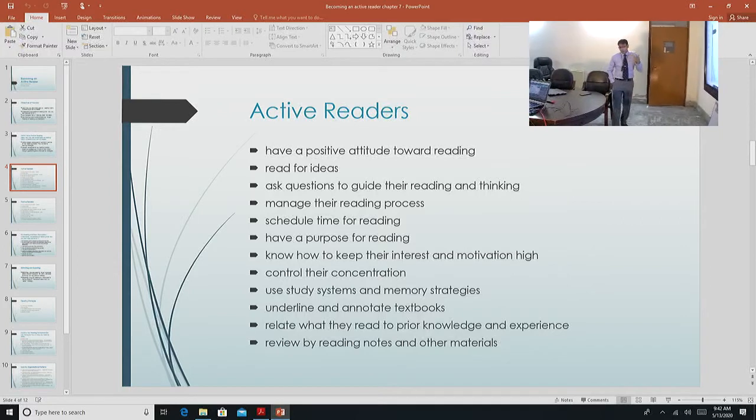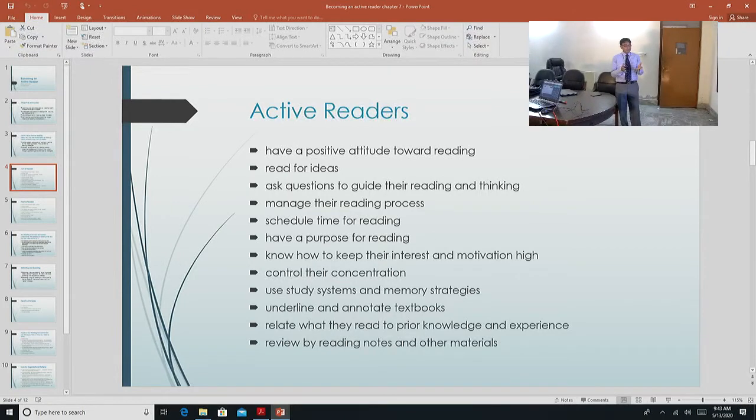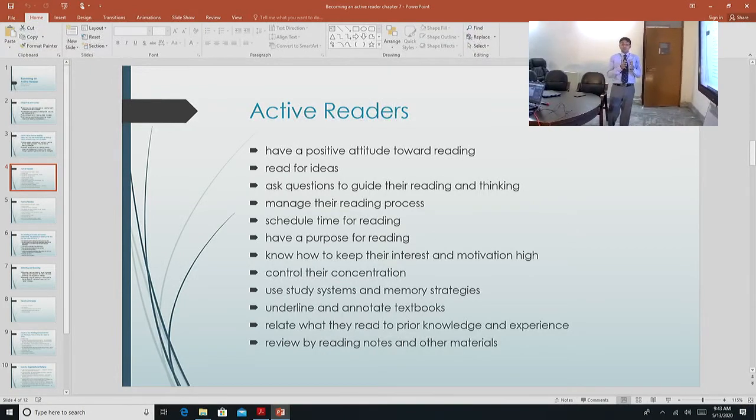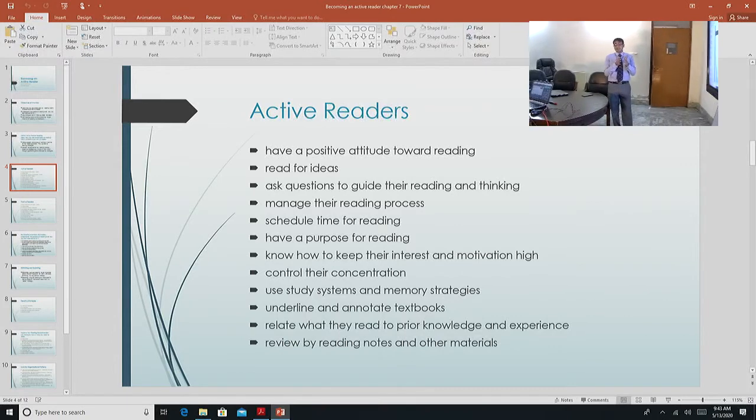How to keep their interest and motivation high. So active readers are those who are motivated. Their level of motivation is always high. They have a purpose. And they are interested in reading, trying to understand what the text is saying.